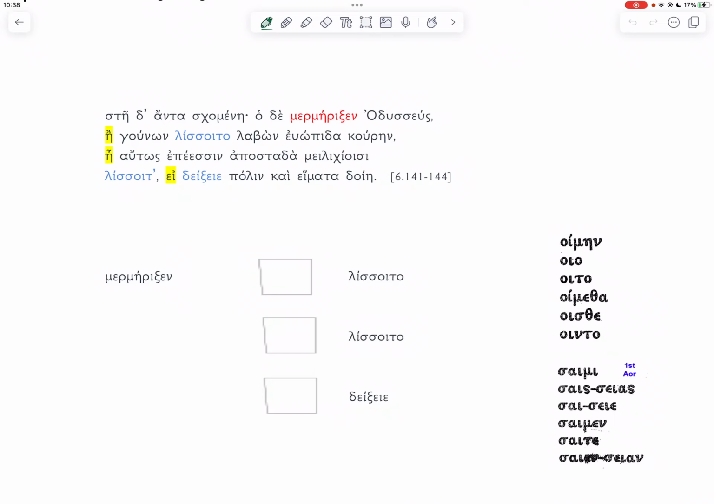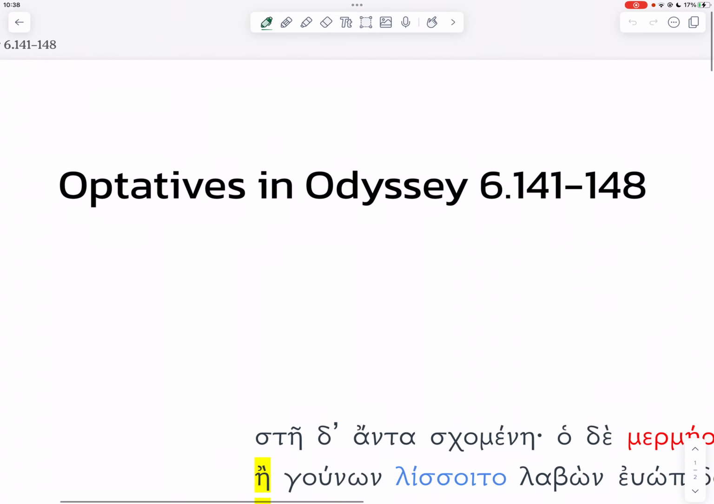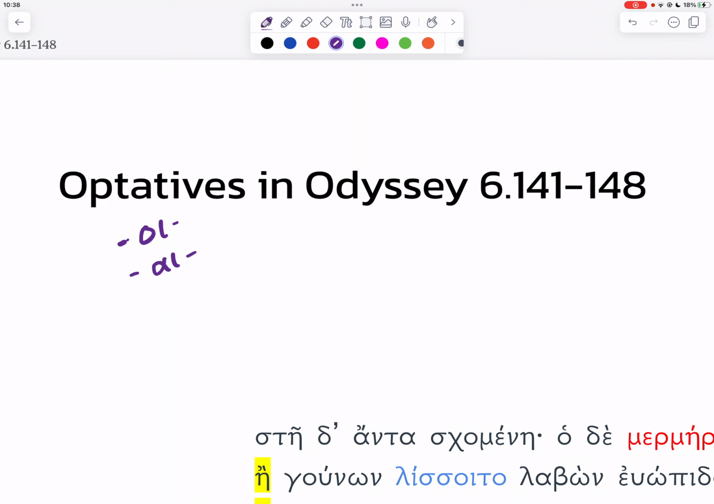Today I want to talk to you about the optative mood. The optative mood is used in Greek for a lot of things, but what you want to look for when you see optative endings is either -oi or -i. That's how you're going to spot them.